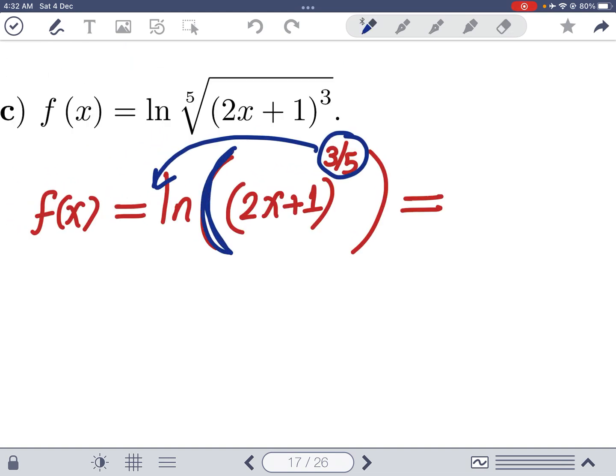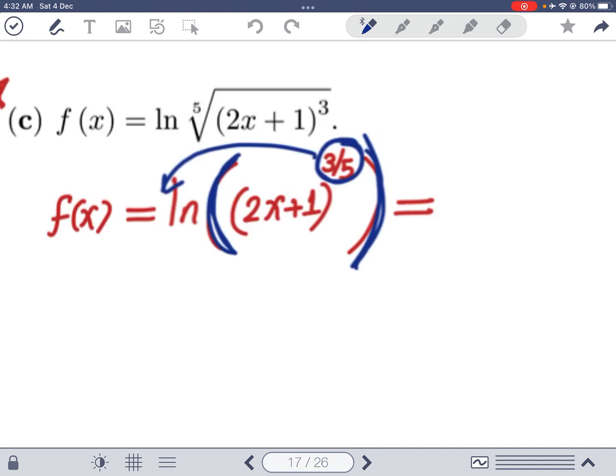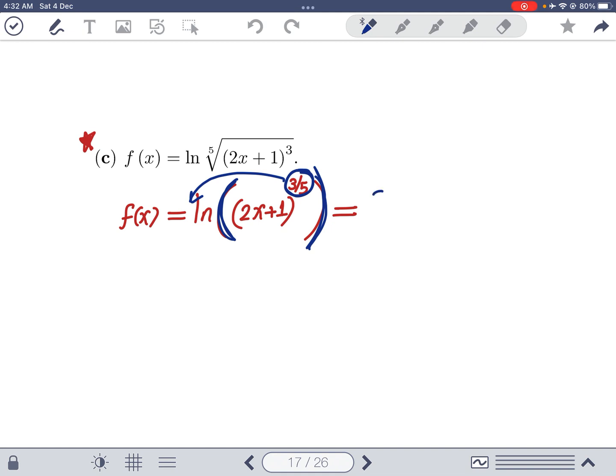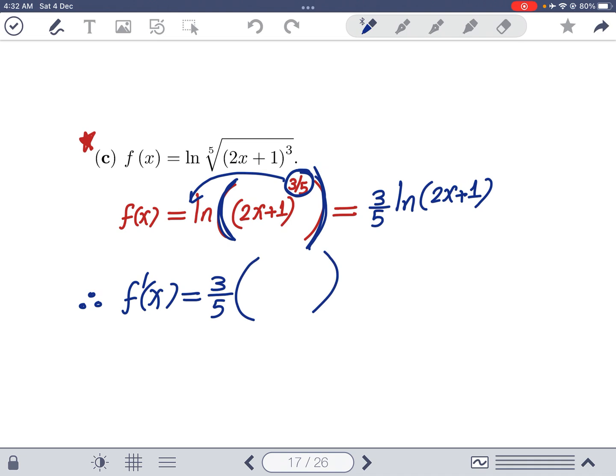There are parentheses and the power is within the parentheses inside the log, then you can bring it down. So when it comes down, it will be 3 over 5 times ln, and look now, it will be just 2x plus 1. Very simple now. So therefore, the derivative f prime of x equals 3 over 5 stays, and then the derivative of logarithm. Remember, it's the easiest one. The denominator is the same as what you have in the logarithm, and the numerator is the derivative of it. The derivative of 2x plus 1 is 2.